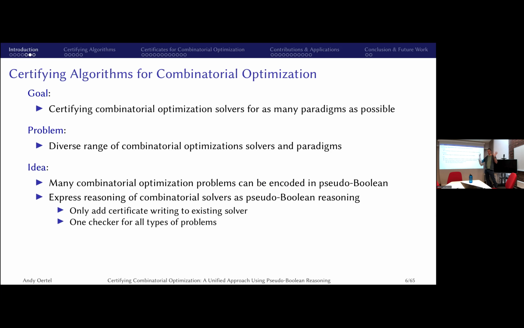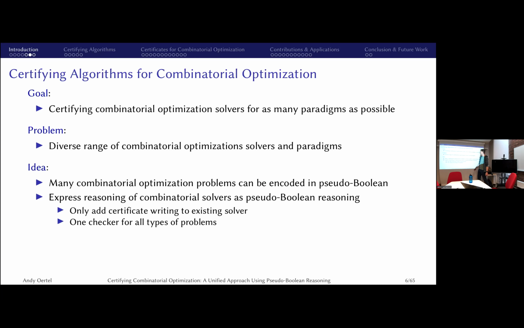However, the solver itself still remains the same. We only add the certificate writing to the solver. We don't change anything about the reasoning in the solver itself. Only the certificate writing knows about this pseudo-Boolean problem. Anything else in the solver remains the same, so it's just adding some print statements. And the nice thing is that because our certificate just talks about the pseudo-Boolean problem, we need just one checker for all of combinatorial optimization. And this VeriPB system that I will present here today is basically this unified certification system using pseudo-Boolean optimization.